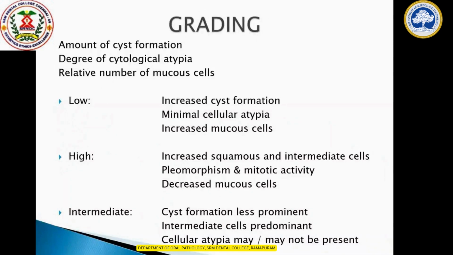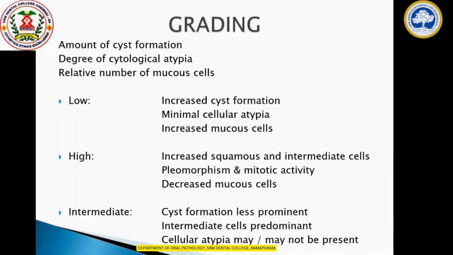So if you take the low grade tumor, it consists more of mucus cells, more of the cystic component, and less amount of intermediate and epidermoid cells. And if you take the cytological atypia, it is either absent or very minimal in amount only.